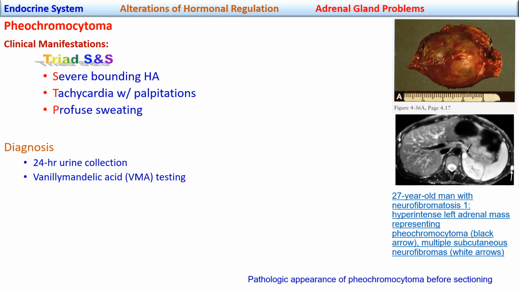The VMA testing is part of this 24-hour urine collection, as we measure the catecholamines and the metanephrines, which are the metabolites, the breakdown products resulting from the metabolism of the catecholamines. One of them is VMA. When we collect the urine for 24 hours, we send it to the lab, and we test it for the catecholamine content, the metanephrines, and the VMA. Normally the VMA is supposed to be 2 to 7 milligrams daily, over 24 hours.